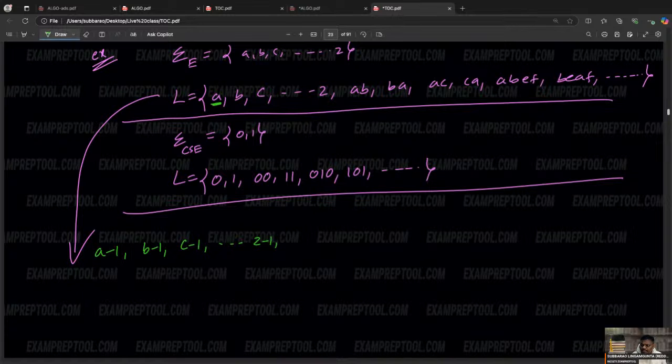Every string has some length, right? The length of that string: AB's length is 2, BA's length is 2, and so on. BEAF's length is 4, and so on. Right? Fine. Next one.